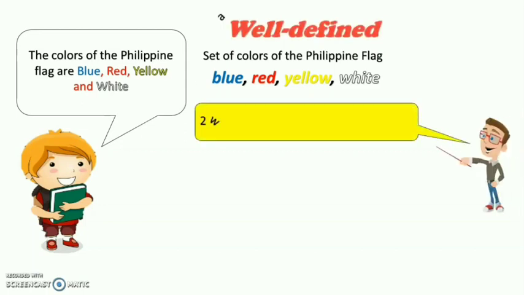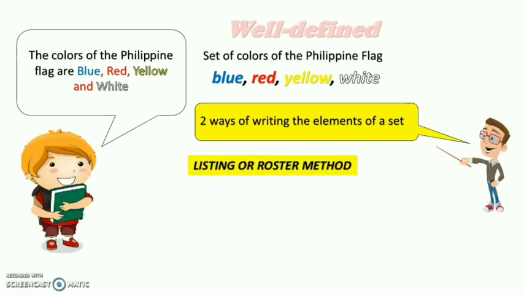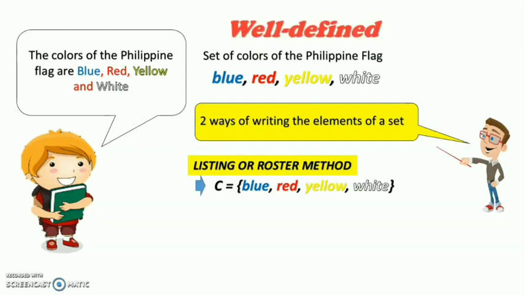And there are 2 ways of writing elements of a set. The first one is what we call the listing or roster method. So what is the roster method? This method can be used to show the elements of a set by listing the elements inside the braces. Say, let C be the set of colors in the Philippine flag. So we can write that in this notation: C is the set that contains blue, red, yellow, and white.